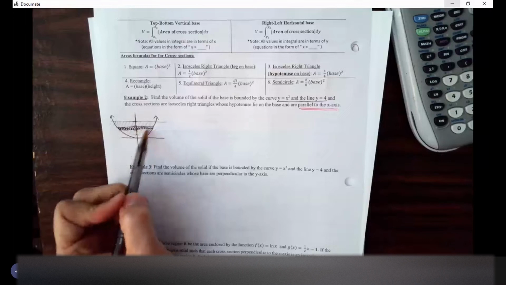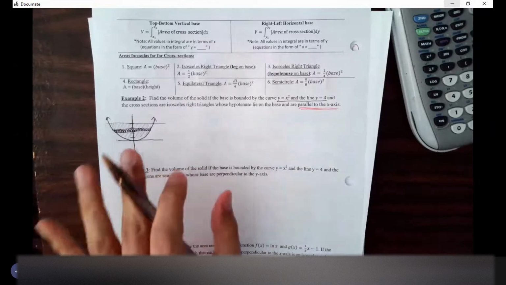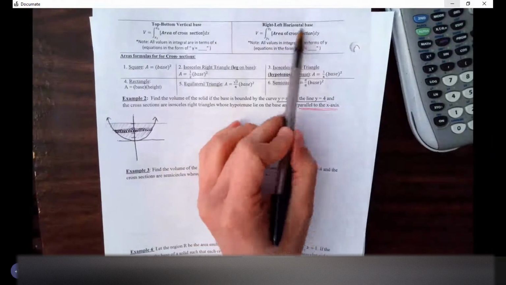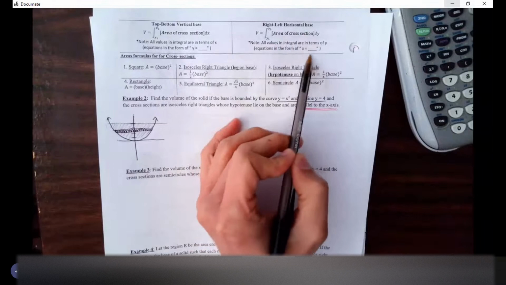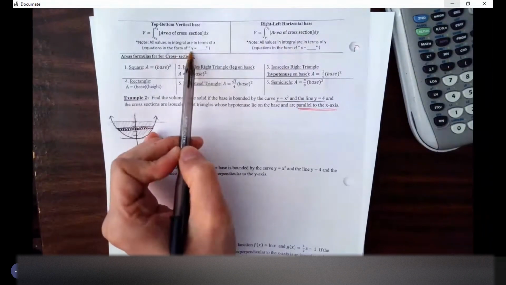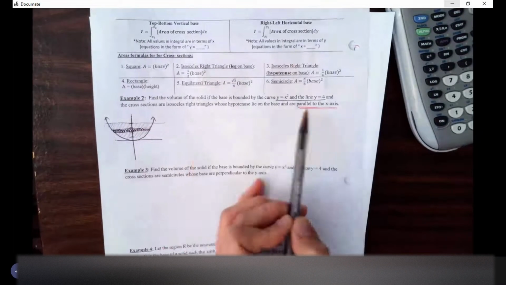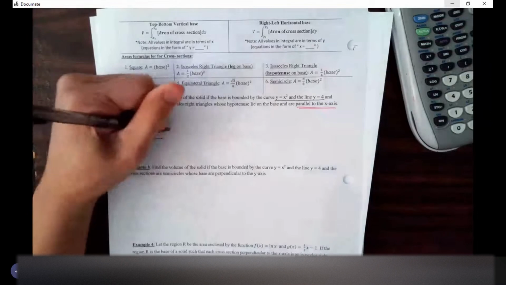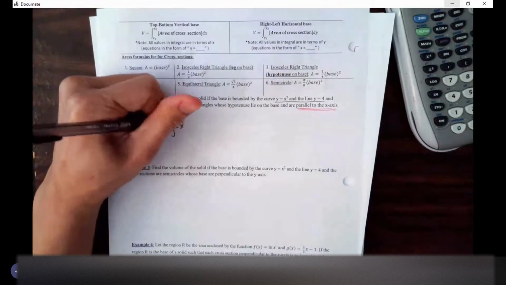So we have a horizontal base, which we would approach the same way if we had a horizontal radius or a horizontal rectangle. For this washer method, we know we have to do some adjustments. Our equations are not going to be in the right form. That means it would be perfect for top minus bottom as y equals, but not quite for right minus left. So we're going to have to work with our curve here. Our curve is y equals x squared, but it's not in the right form. We have to solve for x.